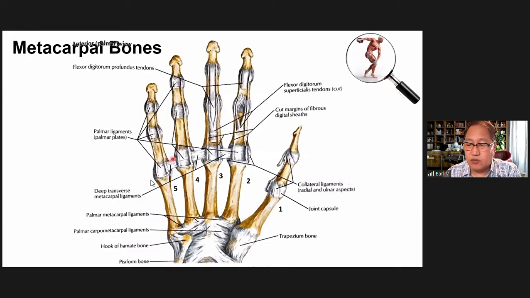And also, there is something interesting here. The second and third MP joints, this is the metacarpal bone, the heads of these are somehow fixed. And this helps to immobilize them during your hand grip.